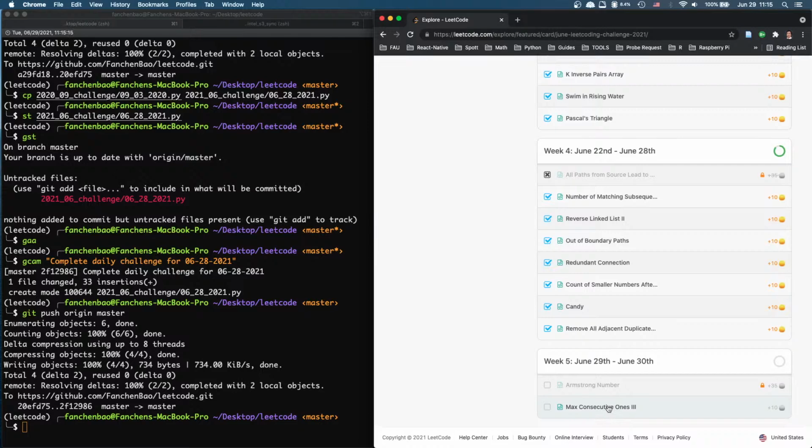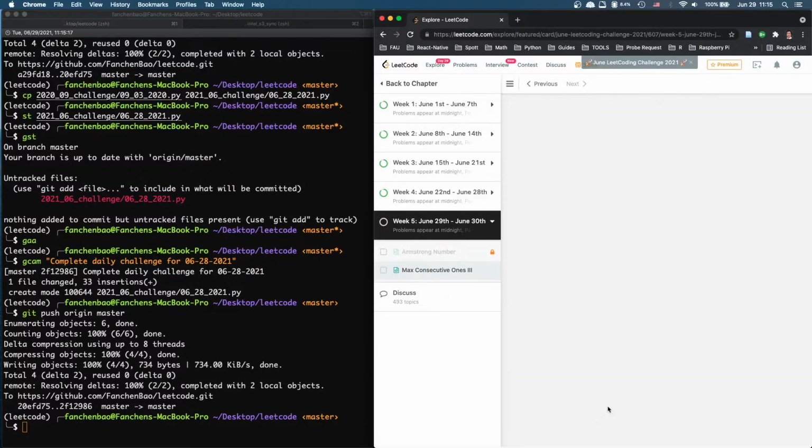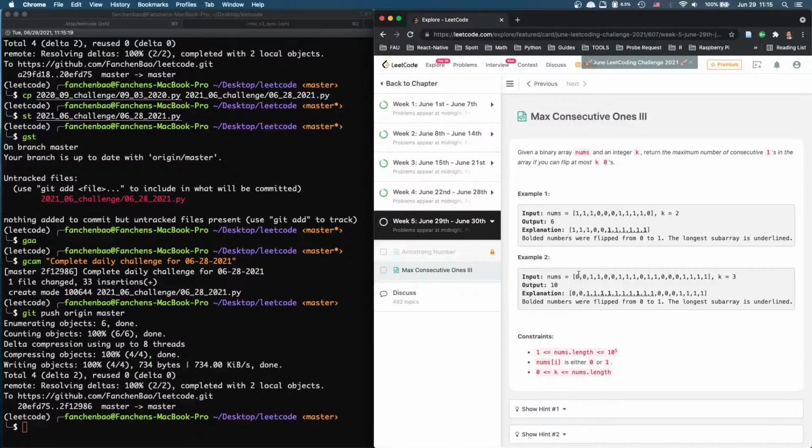Max Consecutive Ones, edition 3. Alright, given a binary array of numbers and an integer k, return the maximum number of consecutive ones in the array if you can flip at most k zeros. Oh, we can flip. So k equals 2.